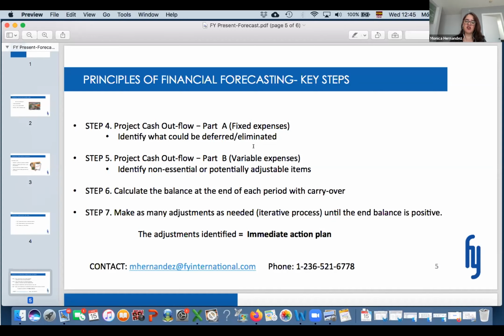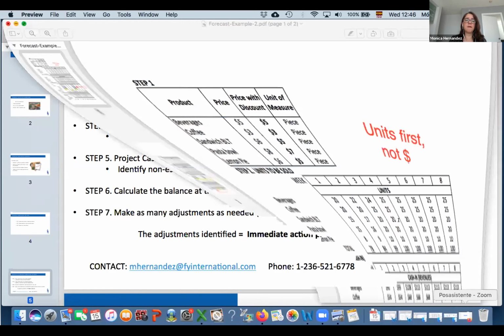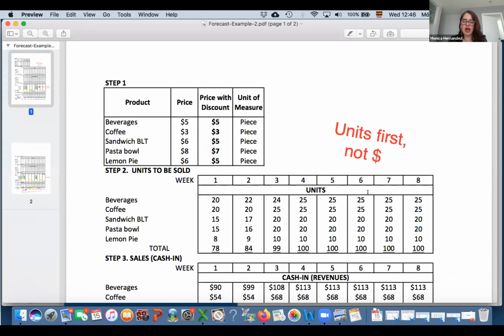And all the adjustments that you identify will be equivalent to your immediate action plan. So let's see a practical example. The example that I'm going to show you is very simple. I know that your businesses are much more complex, but just to illustrate what I'm talking about. So remember, step number 1, make a list of your products and services.